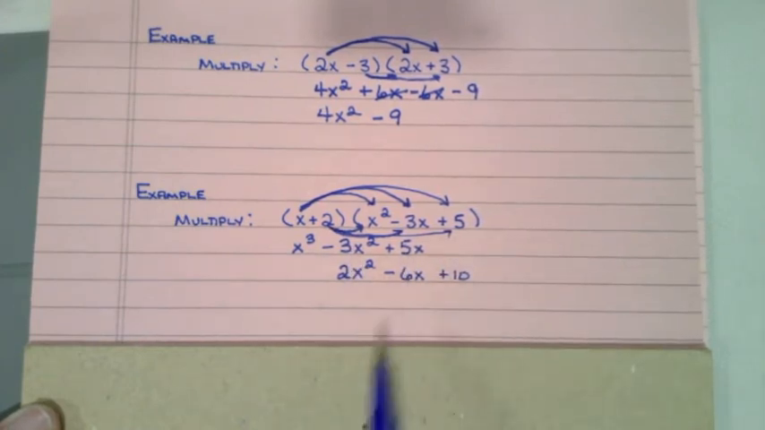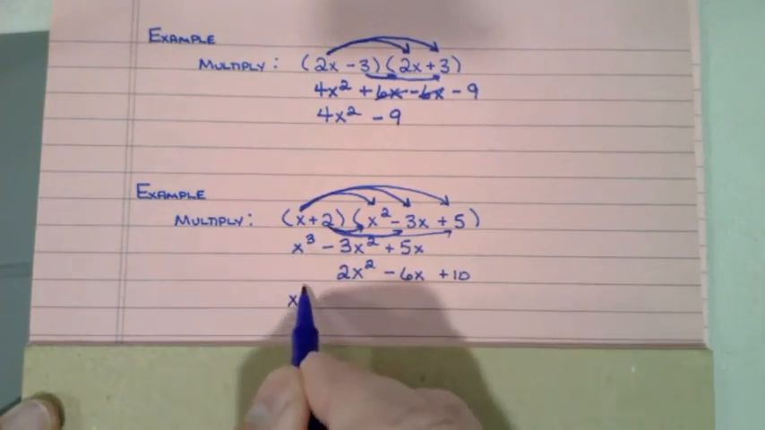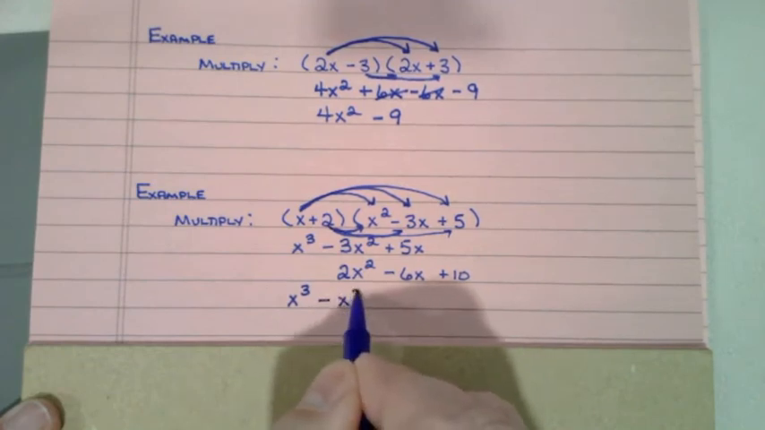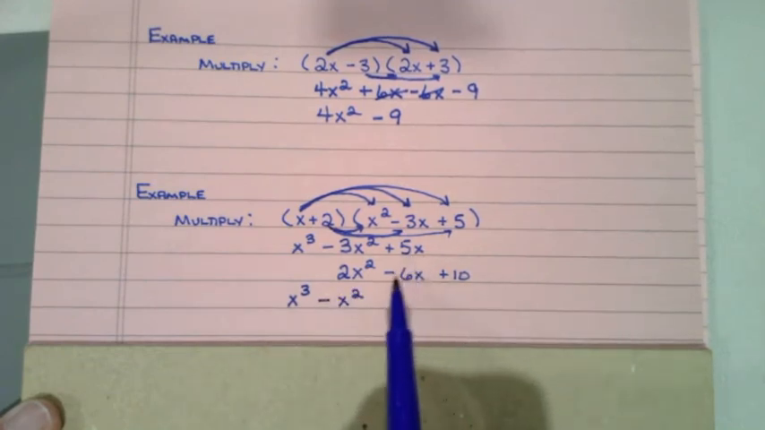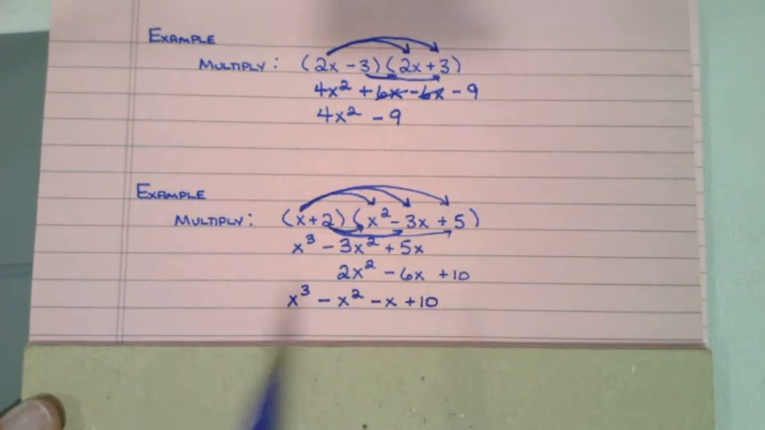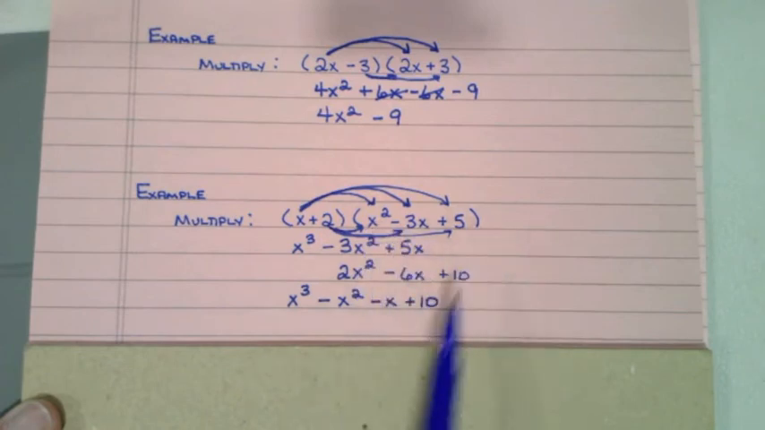I've got everything lined up that needs to be combined together, and they're in the right order. There's only one with an exponent of 3. I bring that down. I combine these together. Negative 3x squared and positive 2x squared gives me negative x squared. 5x and negative 6x give me negative x. And there's nothing to combine with that 10. It goes on the end. It doesn't matter how many terms you have. You take each term in the first set of parentheses and multiply it to each term in the next set of parentheses. Simply use the distributive property. Then combine like terms. Then make sure it's in the correct order.